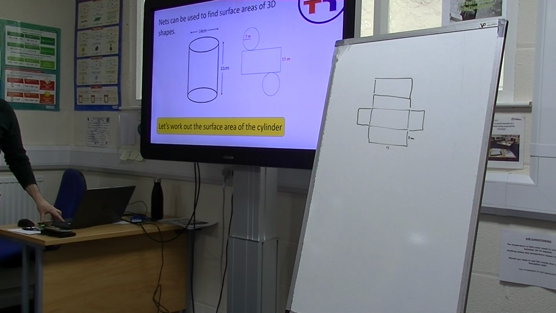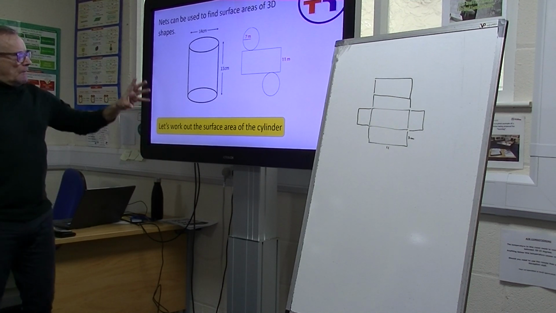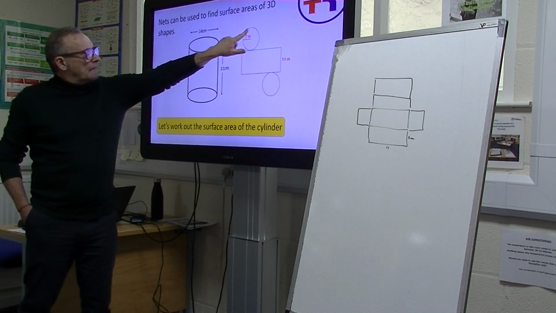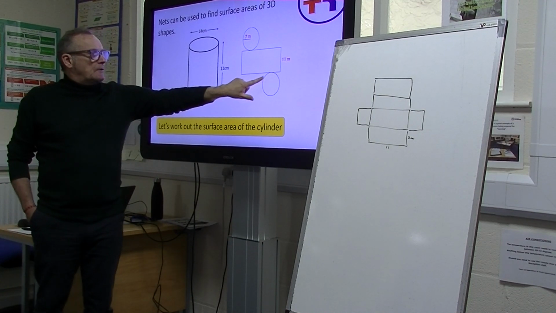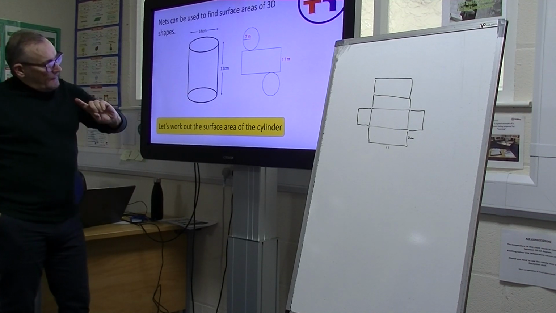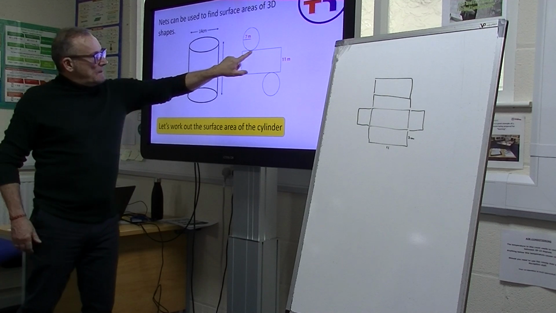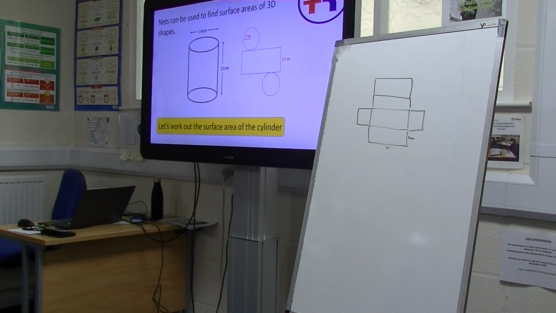Let's work out the surface area of the cylinder, because nets can be used to find surface areas of 3D shapes. When we broke it down into a net, we know how to work out the area of a circle, pi times r squared, and the rectangle, length times width. Remember when we did area, this was the missing piece of information, and we found that out by working out the circumference, didn't we?